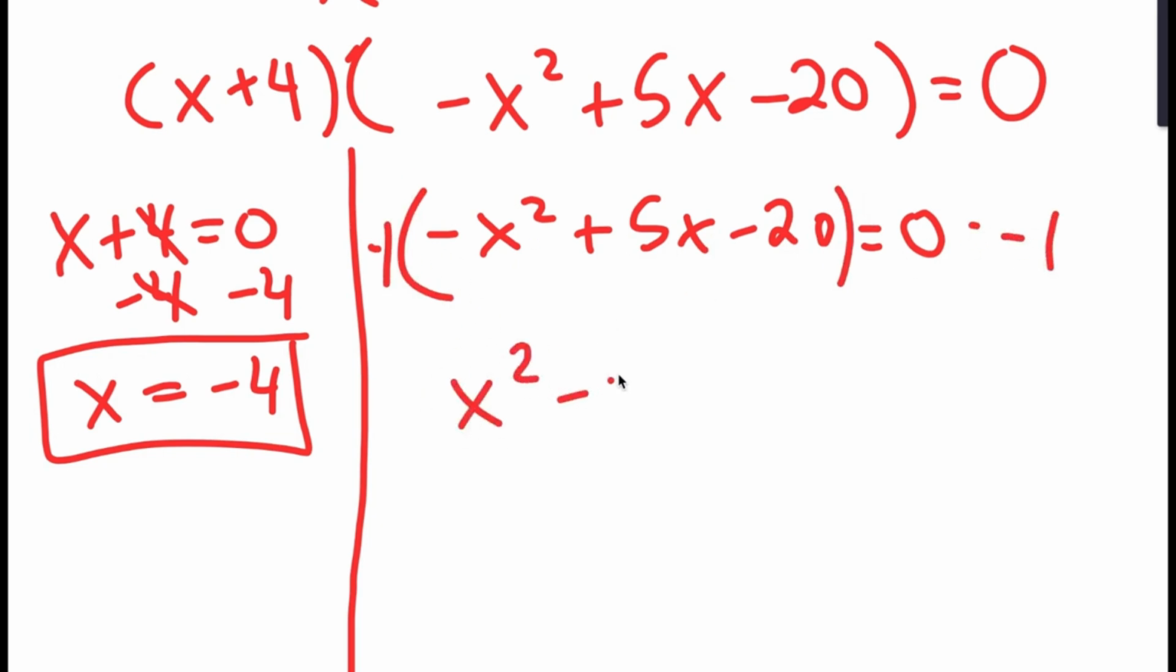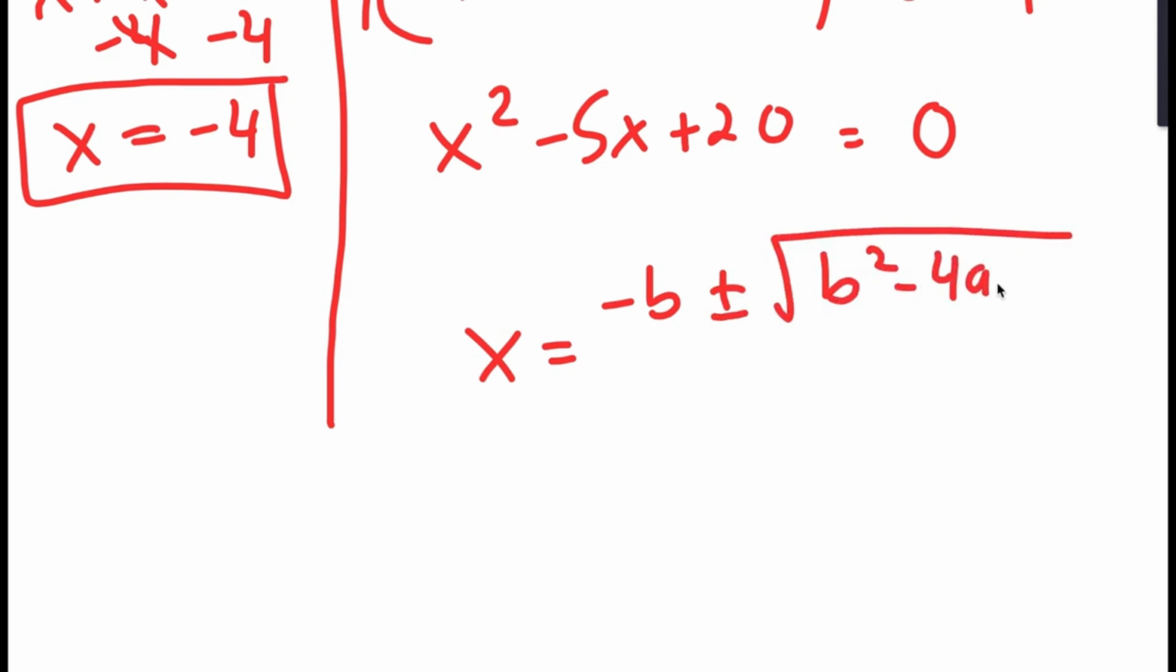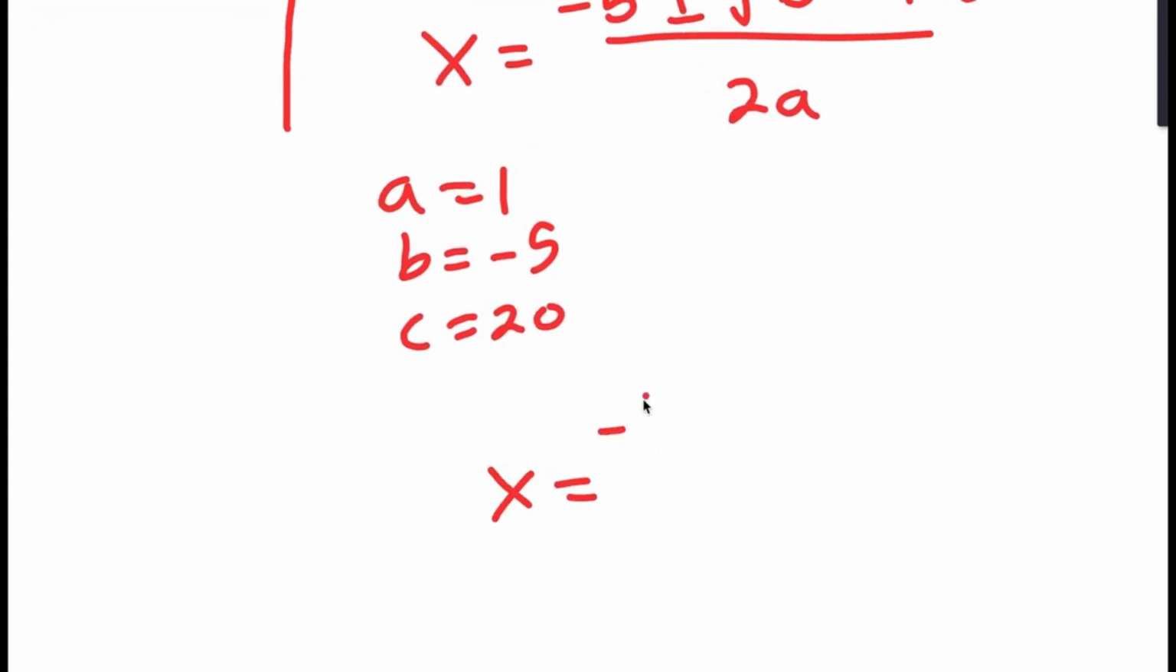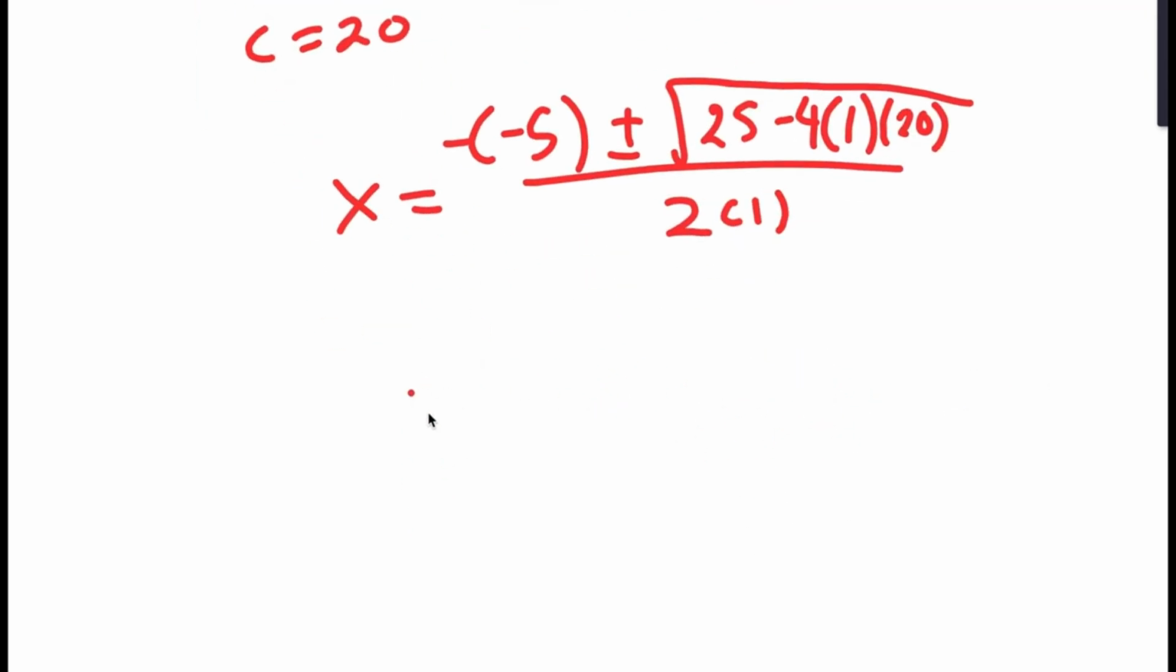So I get x squared minus 5x plus 20 is equal to 0. Now, to solve this, I'm going to use the quadratic formula, which is negative b plus or minus the square root of b squared minus 4ac all over 2a. In this case, a is 1, b is negative 5, and c is 20. So I get x is equal to negative of negative 5 plus or minus the square root of b squared, which is negative 5 squared, which is 25, minus 4 times a, which is 1, times c, which is 20, all over 2a, so 2 times 1.